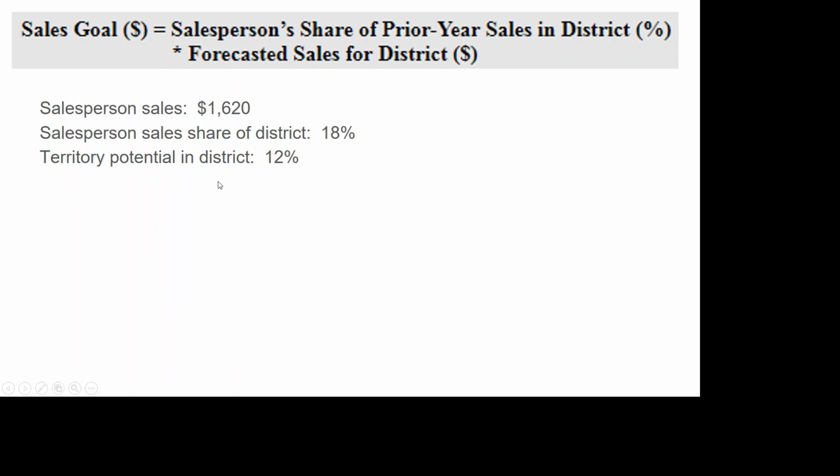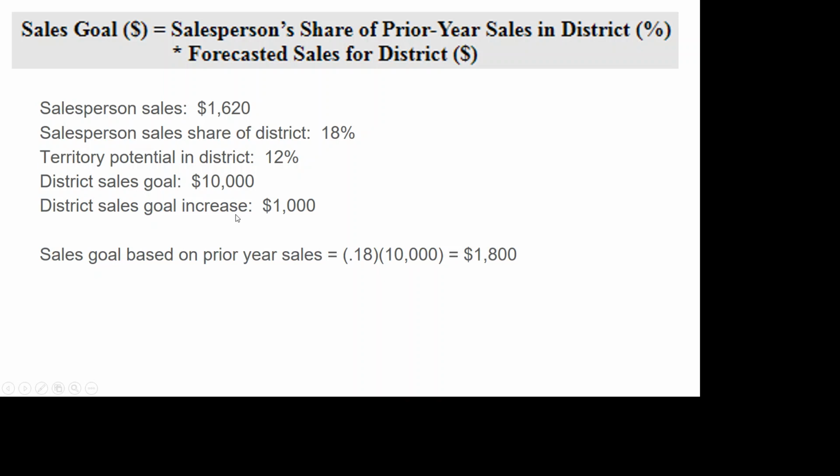Territory potential in the district, we'll talk about this again in just a few minutes. We know that the company has a sales goal, forecasted sales, we could say, of $10,000. So we're not worried about direct sales goal increase right now or territory potential, just using share of district and overall sales goal, we can calculate sales goal based on prior year sales.